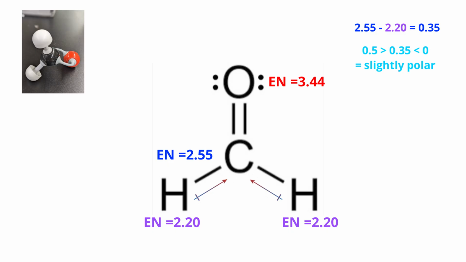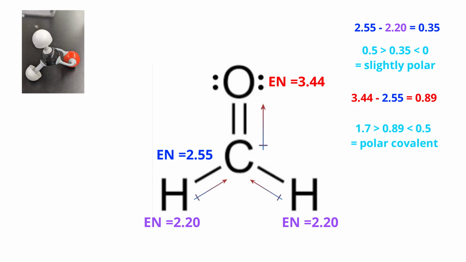We can now do the same thing with carbon and oxygen, subtracting the electronegativity of carbon, 2.55, from the electronegativity of oxygen, 3.44, giving us the change in electronegativity of 0.89. This is less than 1.7 and more than 0.5, making it polar covalent.